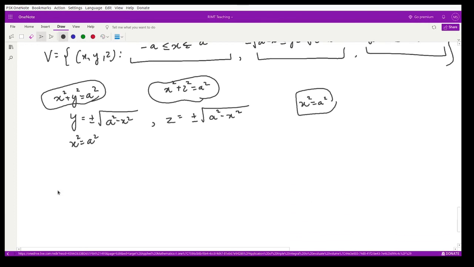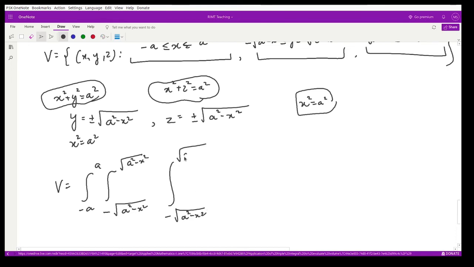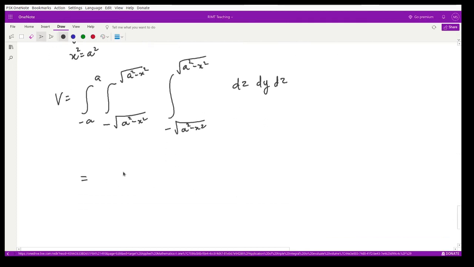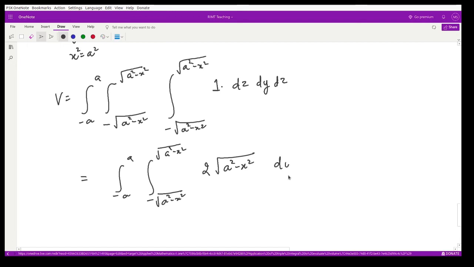So that means what is our v here? We want to calculate integration from minus a to a, integration from minus square root of a square minus x square to plus square root of a square minus x square, and integration from minus square root of a square minus x square to square root of a square minus x square. And then we have dz, dy, and dx. So here this thing is equal to minus a to a, these limits as such. And then we will here have the value, integration of 1 with respect to z is z, and when you substitute these limits, you will have 2 into square root of a square minus x square, and dy and then dx.